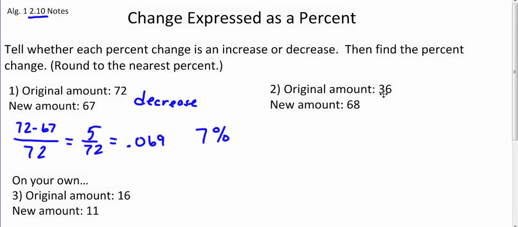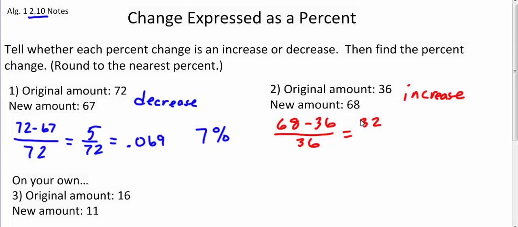The original amount is 36. The new amount is 68. First thing I notice is that we most definitely have an increase here. If I want to find the percent change, I'm going to take the difference between the new and the original. And really, if we're thinking about this mathematically, it's an absolute value. But what I do is just always take the larger number and subtract the smaller. So 68 minus 36 divided by the original, which is, of course, 36.